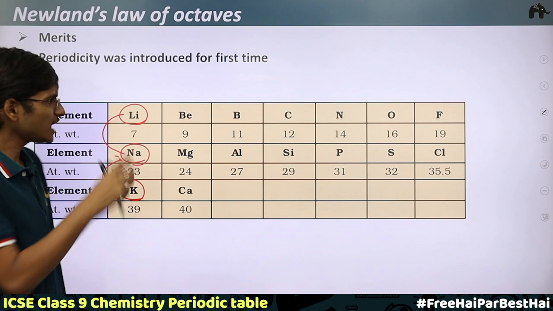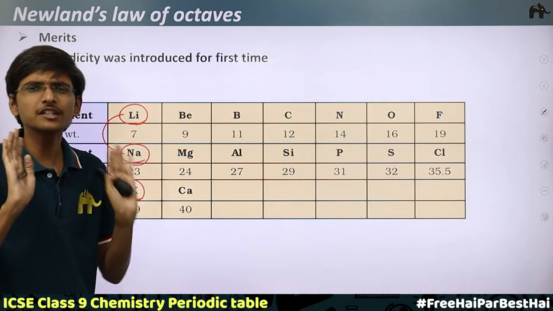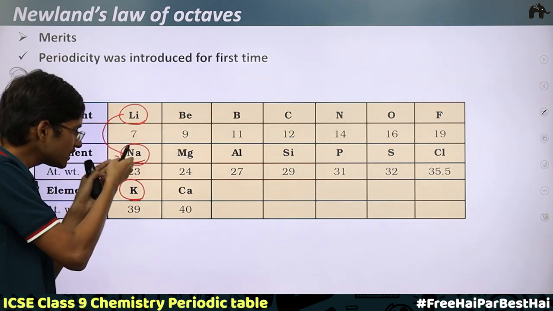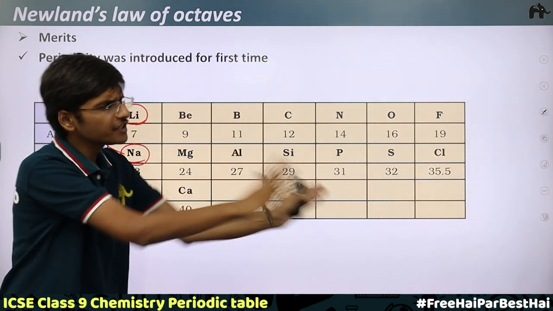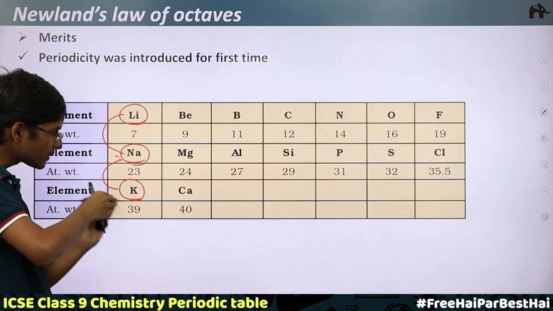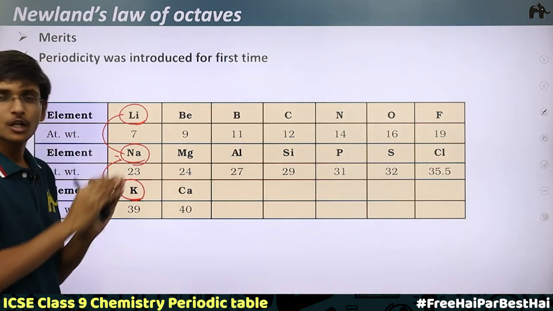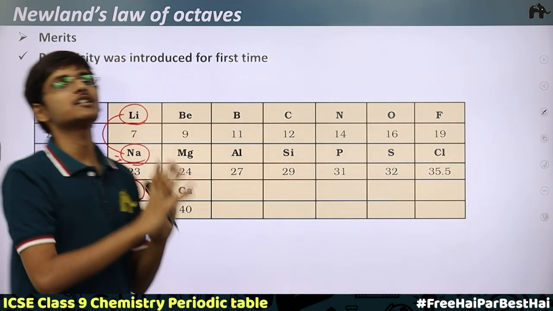You just try to focus that after a certain interval of atomic mass, we get an element having properties similar to those of the first element. Again after a certain interval, we again get an element having properties similar to the first element. So this thing is actually called periodicity.